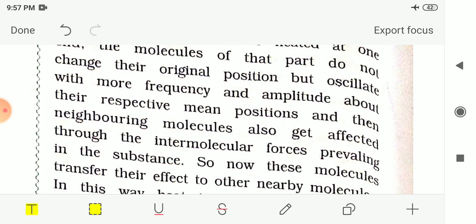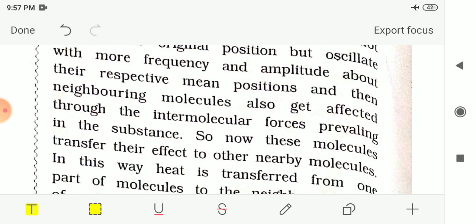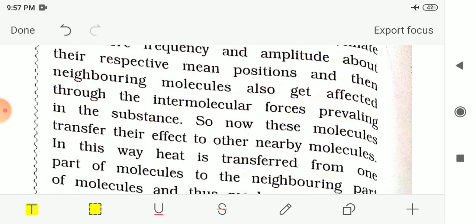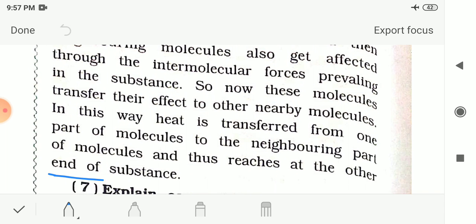That means from that position they start vibrating around it, and they affect their neighboring molecules, the molecules present surrounding them. They also get affected by the force, which is known as the intermolecular force. By these forces they also start vibrating. Now these molecules transfer their effect to the other nearby molecules. So this is how, if one molecule starts vibrating, it gives the effect to the neighboring molecule.